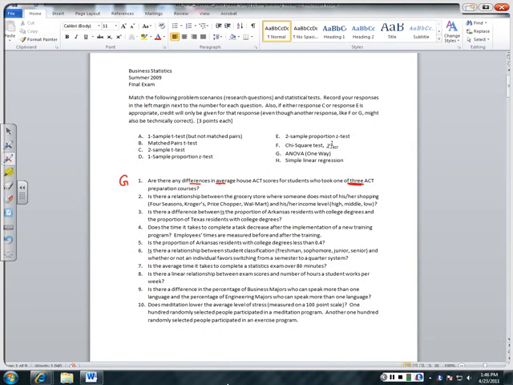The next one, is there a relationship? That's a pretty good clue right there that we're going to be looking at a chi-square. If it was a linear relationship, it would be H. But let's go ahead and make sure we're looking at where they do their most shopping. And they've got 4 stores there. So that's a qualitative variable with more than 2 categories, or it's multinomial.